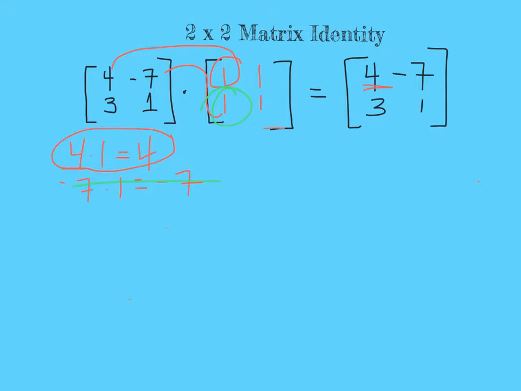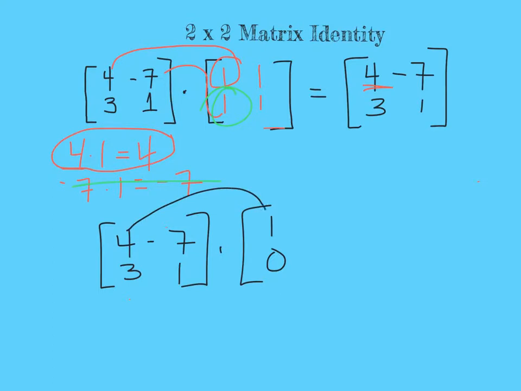Think about it. Maybe we can try it with a 0. Let me just check it out. So if I'm recopying this right now, negative 7, 3, and 1, multiplied by a 1 and a 0 here. Let's check it out. What is 4 times 1? 4. And what is negative 7 times 0? 0. You see, I get my first entry that hasn't been altered. So it actually works.